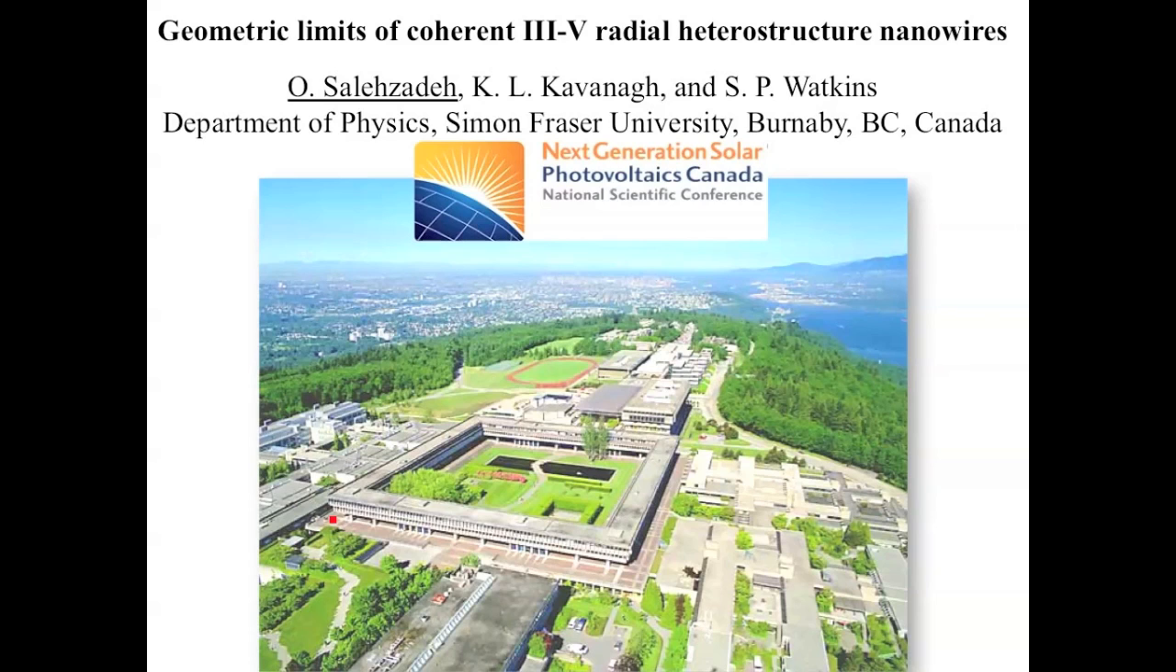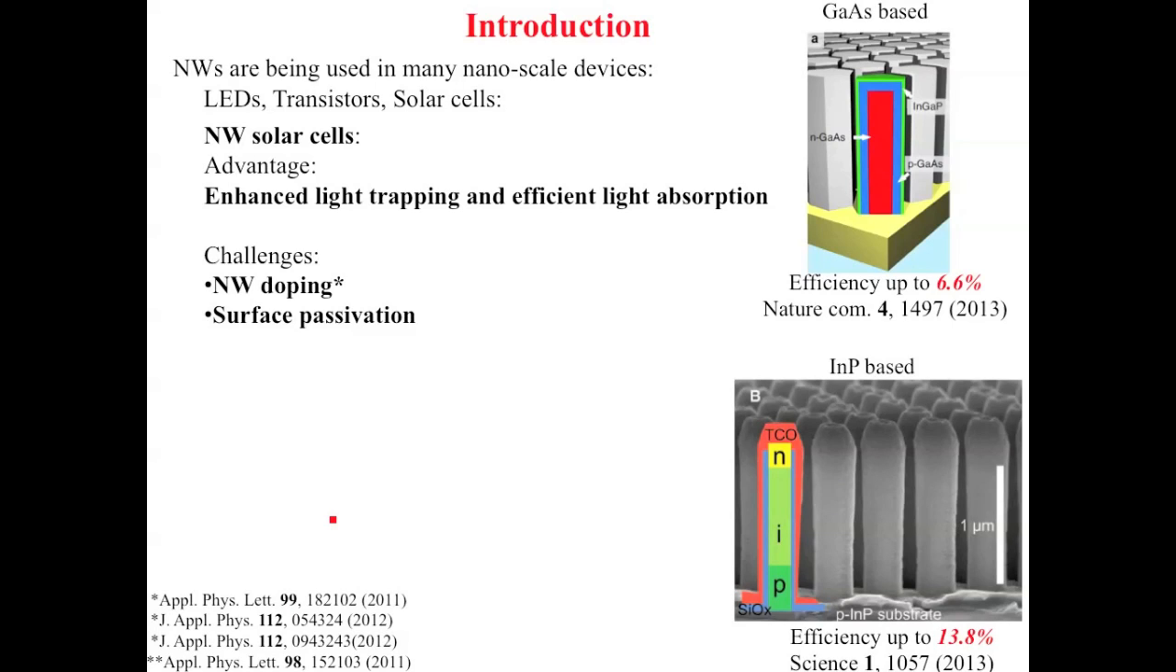Today, I will be talking about geometric limits of coherent III-V radial heterostructure nanowires. As you know, nanowires are being used in many nanoscale devices such as LEDs, transistors, and solar cells. In solar cells, the geometry of nanowires enhances light trapping due to multiple reflections from sidewalls, which makes light absorption more efficient. Here I'm showing two examples of solar cell nanowires: gallium arsenide based with efficiency of 6.6%, which was published just two months ago, and indium phosphide based with efficiency of 13.8%.